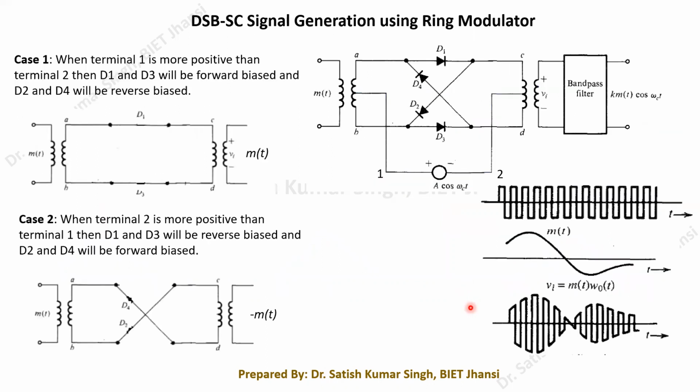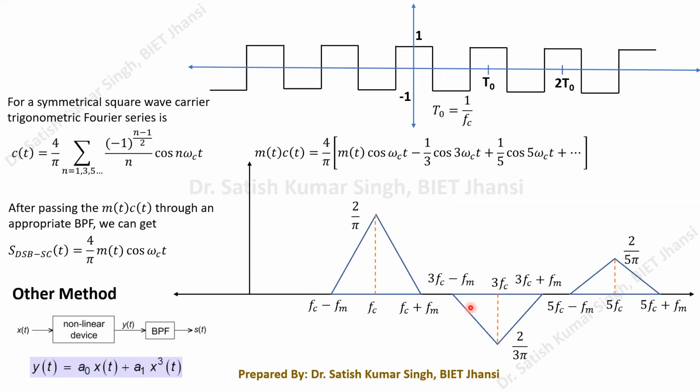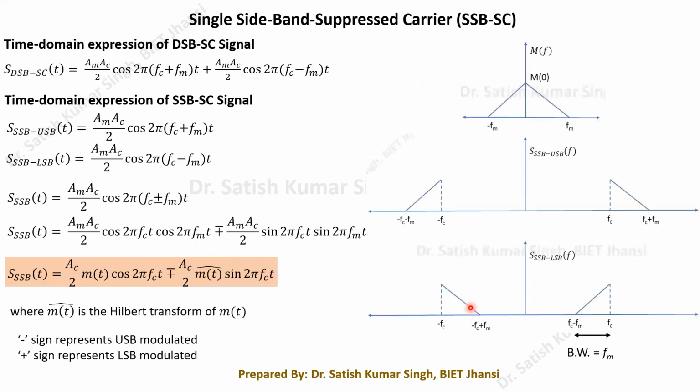That method is known as SSBSC, meaning single sideband suppressed carrier modulation scheme. As the name suggests, it contains just one sideband, which may be the upper sideband or the lower sideband, and the carrier is also suppressed, it is removed.